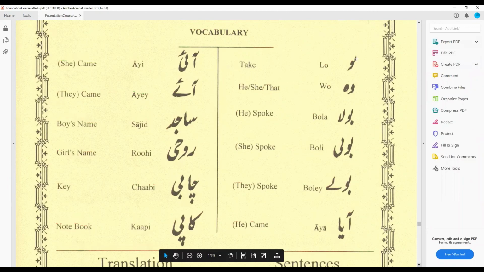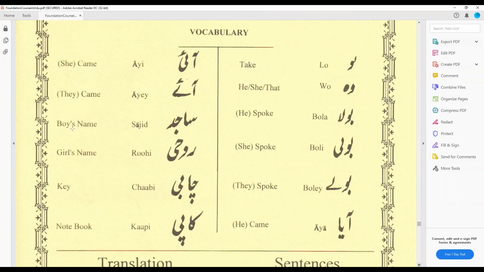लो, ले लो, कोई चीज दे दो, take. ले लो और लो, कुछ भी आप कह सकते हैं. ले लो दो वर्ड बनते हैं. लो सिंपल वर्ड है. They are the same. Okay. So he, she, that, you will say Wo. He spoke, Bola. She spoke, Boli. They spoke, Bole. He came, Aya. She came, Ayi. They came, Aye.